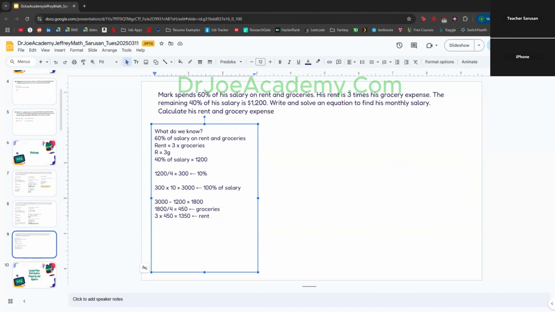Looks good to me. In terms of the actual values that we got, the values are all correct. 3,000 makes sense as his total salary. 450, 1,350, those make sense. Those are correct. Now, the only issue here is we solved this logically. Let's see if we can communicate this algebraically, using some variables to create equations. So the solution is fine, but let's make this algebraic.